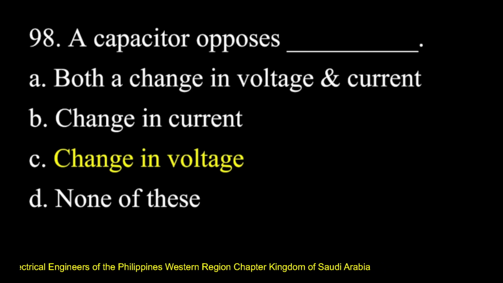A capacitor opposes blank. A. Both a change in voltage and current. B. Change in current. C. Change in voltage. D. None of these.